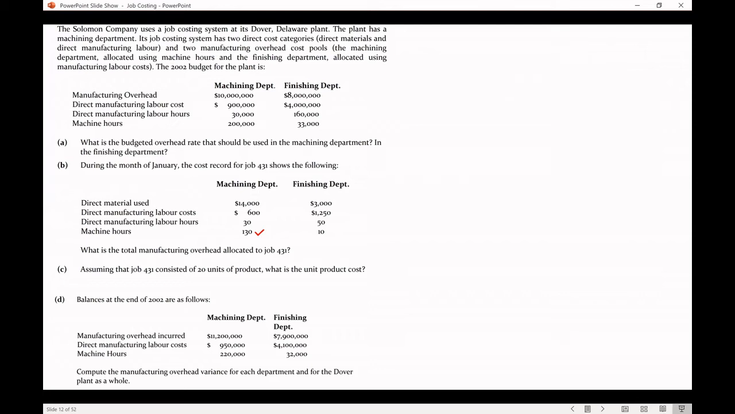6,500, right? Now we can do the finishing department. The cost driver for the finishing department is what? Direct manufacturing labor costs. We go there and we see that's $1,250, right? Our OAR for finishing was 2 times, or 200%, right? So multiplying 1,250 by 2 would have gotten what? 2,500. But because here it asks us for the total, we have to sum both.